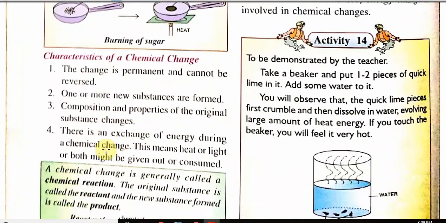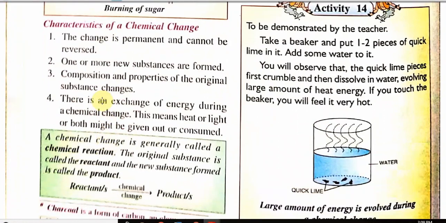So let us see the properties or characteristics of chemical change. Students, please pay attention. The change is permanent and cannot be reversed. One or more new substances are formed. Composition and properties of the original substance change. There is exchange of energy during a chemical change.